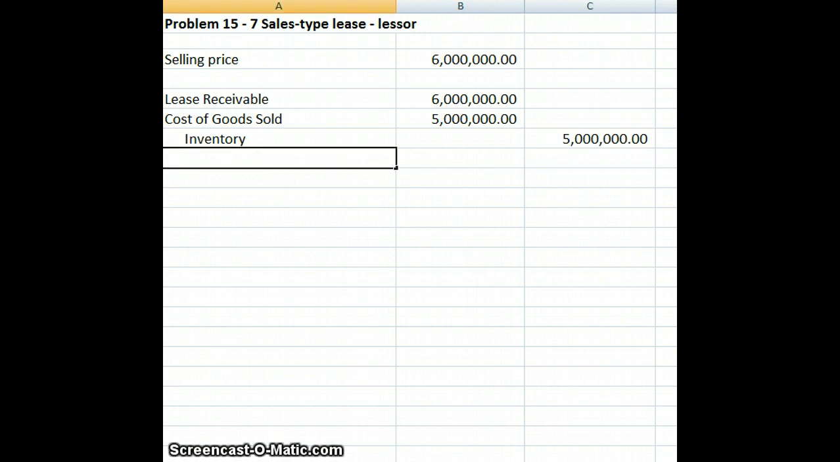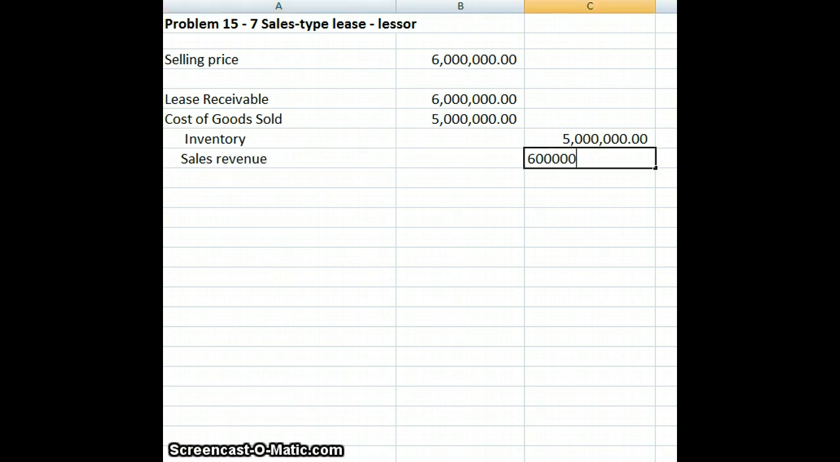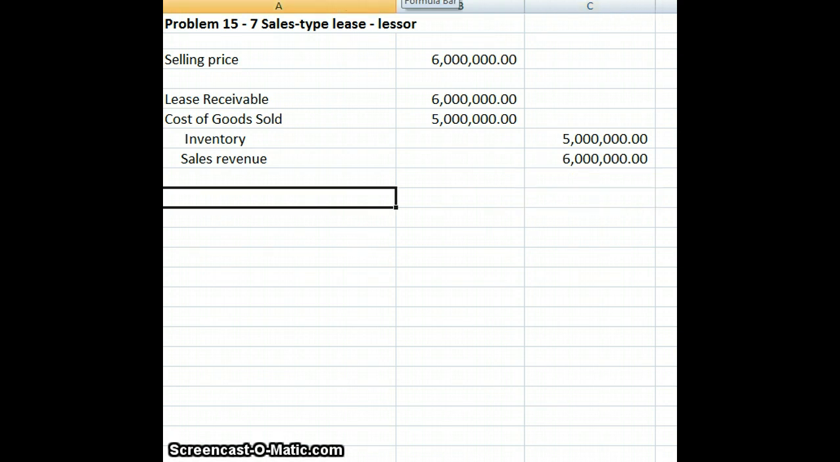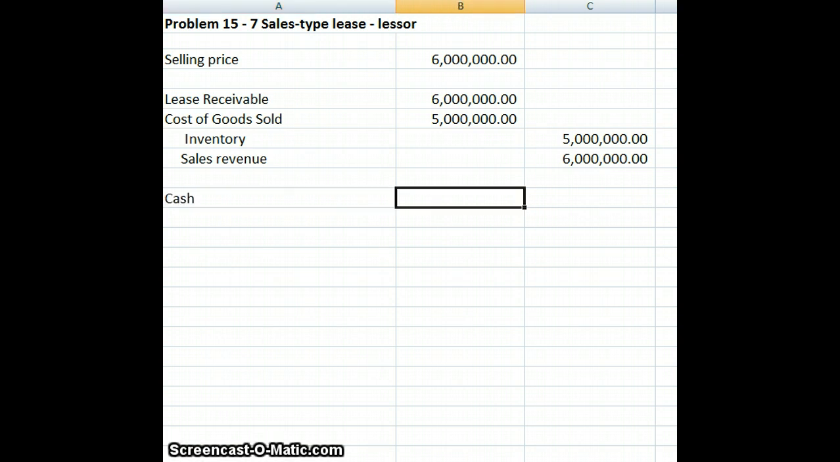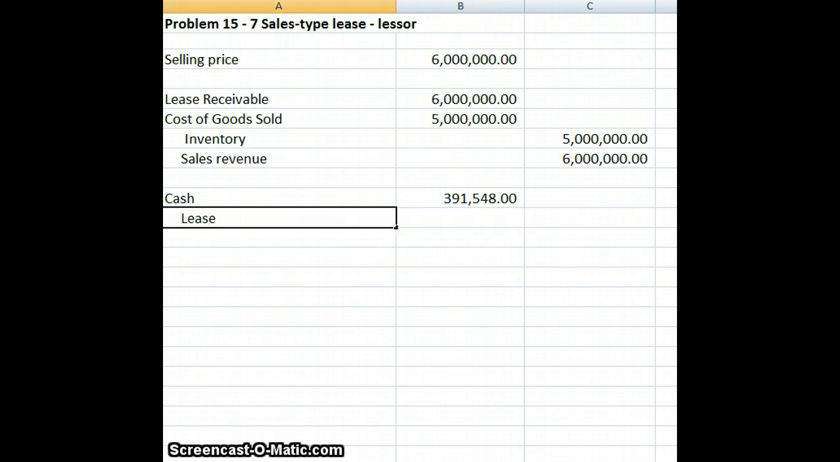And our sales revenue is going to be $6 million. So that's going to be recording our initial sale. We're going to record that first payment. We're going to debit cash. Our payment was $391,548.